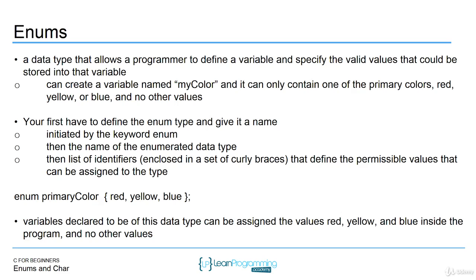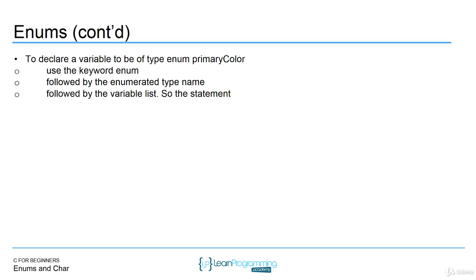So again, the first step is defining it. The second step is using it. After we've defined it, we can then declare a variable of this type, primaryColor. The way that we declare the variable is we still use the enum keyword. We then have the name of the enum that we specified when we defined it. And then at the very end, we follow that with a variable list. So here's an example. We use the enum keyword, we have the name of the enum that we want to use, which is the one we just created called primaryColor, and then we just have names.